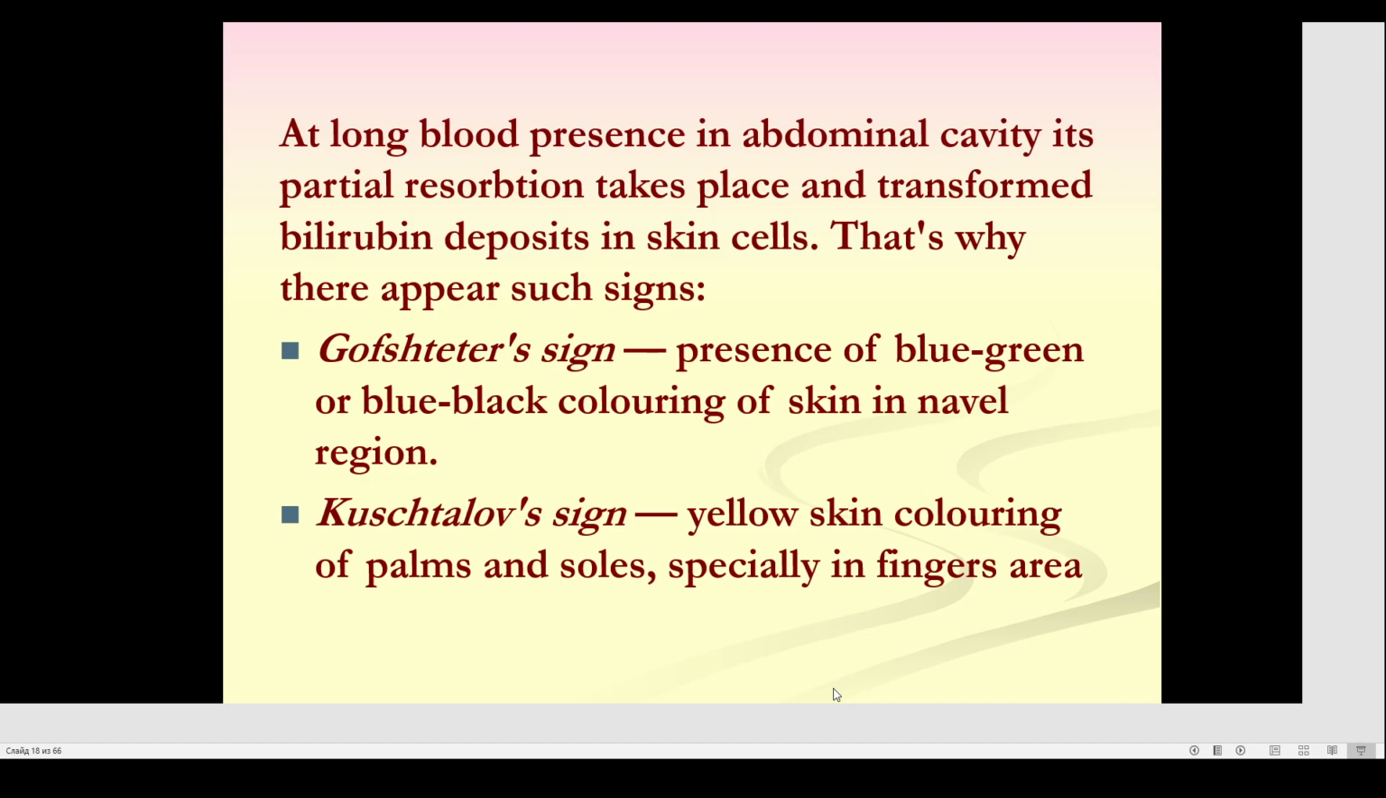With long-standing blood presence in the abdominal cavity, its partial resorption takes place and transformed bilirubin deposits in skin cells. That's why such signs appear, such as Hofstätter's sign, the presence of blue, green or blue-black coloring of the skin in the navel region. I must say these are not specific signs of tubal abortion. They are signs of internal hemorrhage. Another sign is yellow skin coloring of the palms and soles, especially in the fingers area.